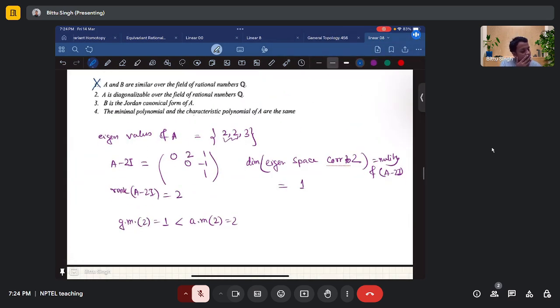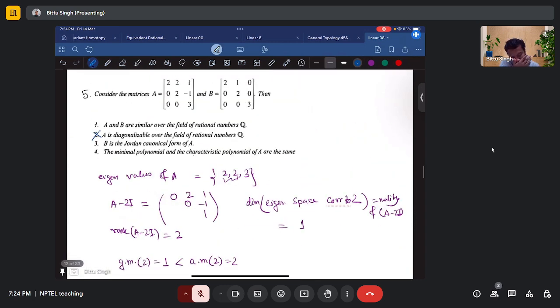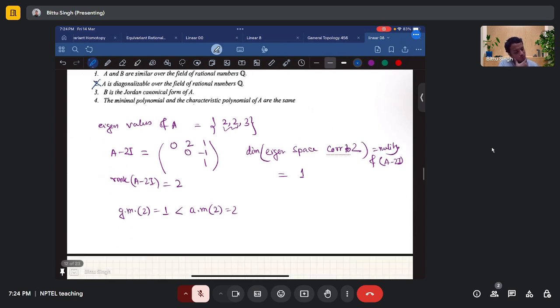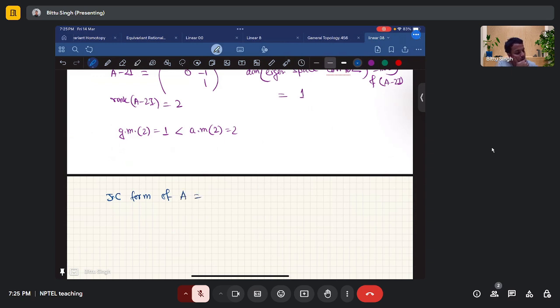Now let us see what the other options are. Sorry, not diagonalizable means option 2 is wrong. Next, A and B are similar over the rationals. Okay, let us see what the Jordan form of A is.